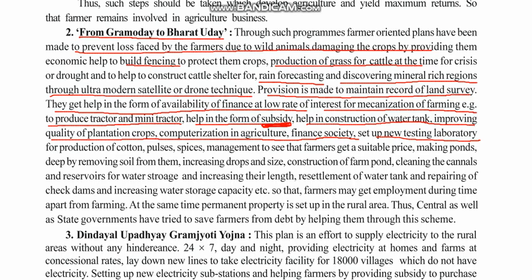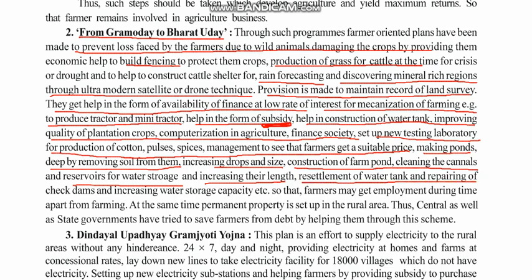So all these things are done to see that the villages become self-reliant. For production of cotton, pulses, spices, management is done to see that the farmer gets sustainable prices. Making ponds deep by removing soil from them, increasing their size. Construction of farm ponds, cleaning the canals and reservoirs of the water storage, and increasing the length. So all these are activities done by the government for the betterment of the farmers. Resettlement of water tanks and repairing of the check dams and increasing water storage capacities. Those dams which are already there are repaired, and they are again recharged with water to see that the villages nearby get sufficient water.